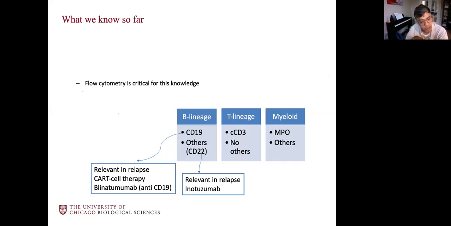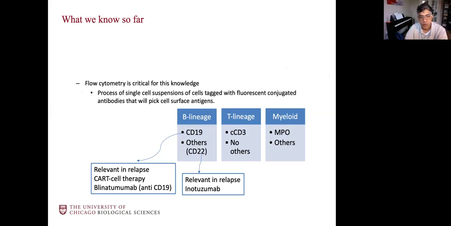So you should remember some of these therapies that are relevant for relapse and why we test for these markers. Okay, it's not only to identify the lineage, but also for therapy targets. So sometimes at relapse, all they want to know is targets for therapy. They don't even want to know the lineage, whether it's myeloid or lymphoid. They just want to know what targets are there, how can I treat.